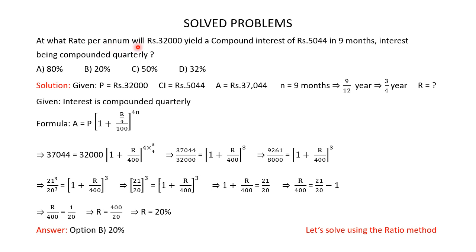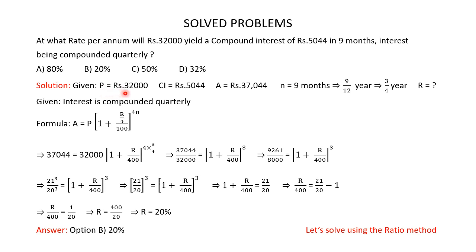At what rate per annum will rupees 32,000 yield a compound interest of rupees 5,044 in 9 months, the interest being compounded quarterly? Here you are given 4 options and you have to find out which of these options is the correct one. So first let's solve this problem using the formula method.